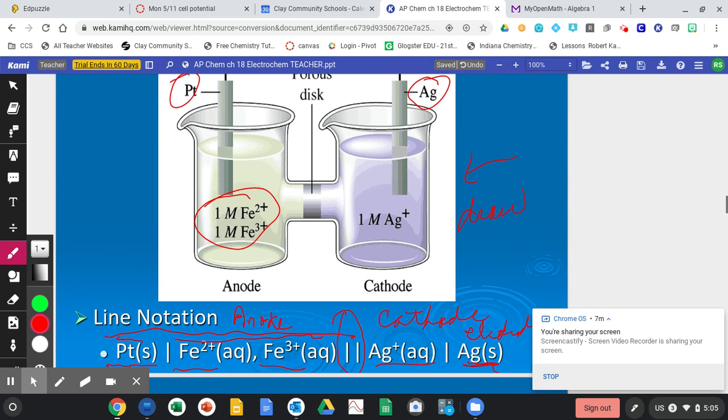All right, so that's how you do a line notation. If you need to, get on your cell phone and look up a YouTube video for a couple more line notations. Feel free to do so.